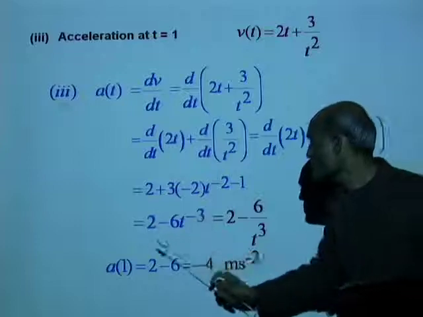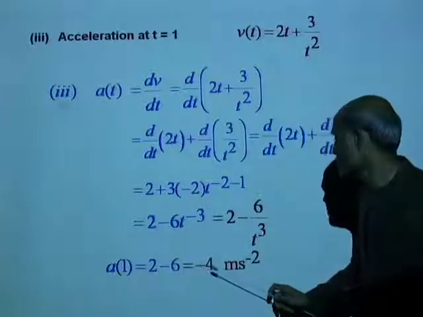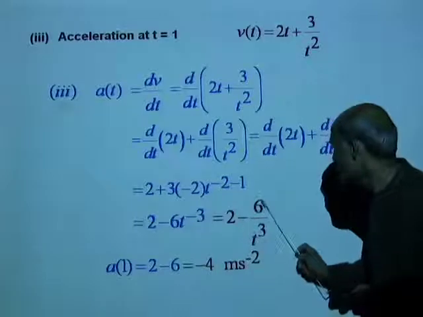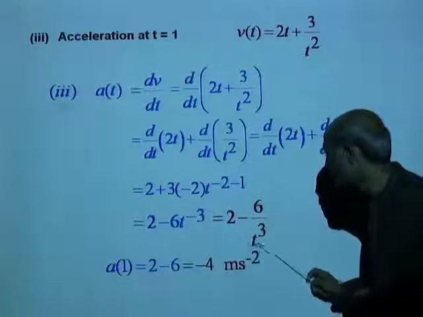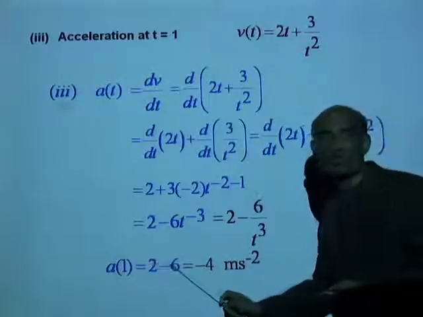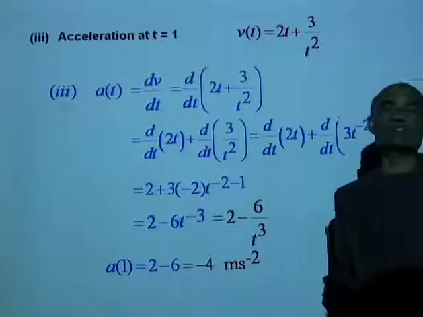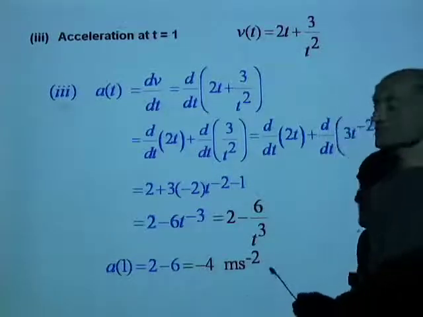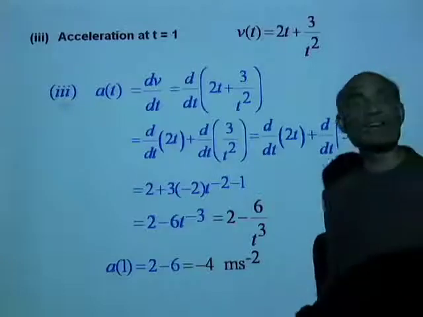equal to 2 minus 6 over 1 cube. That will be 1. So that will be 2 minus 6. That will be negative 4 meter per second squared is the acceleration at that time.